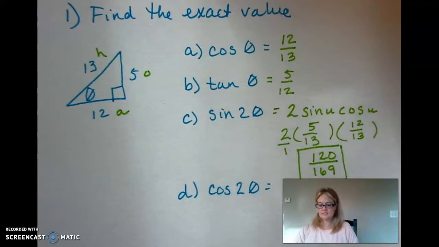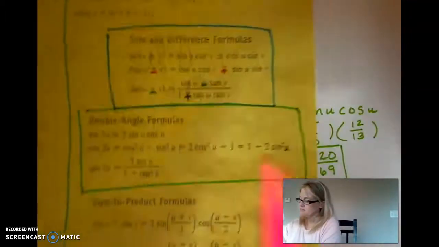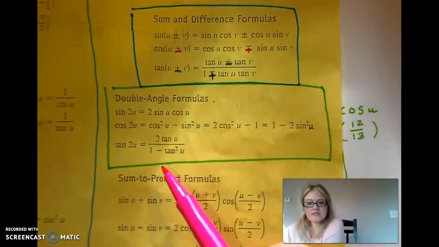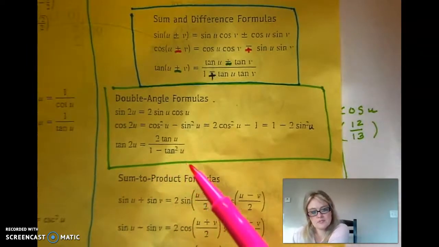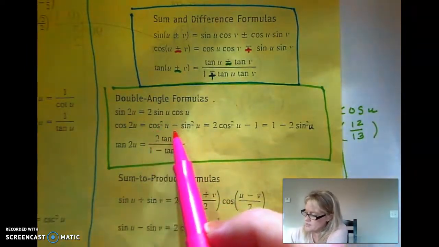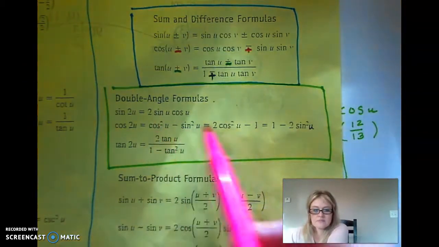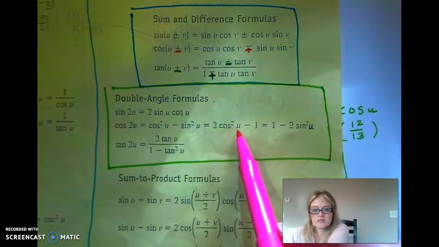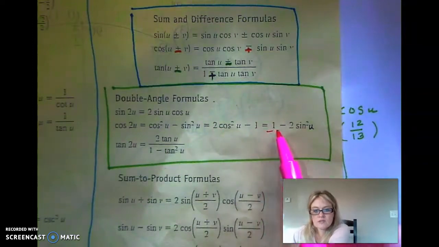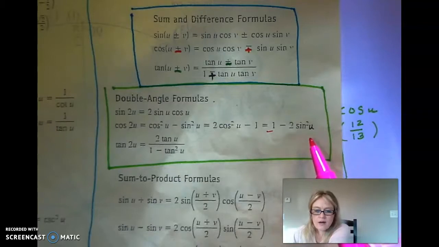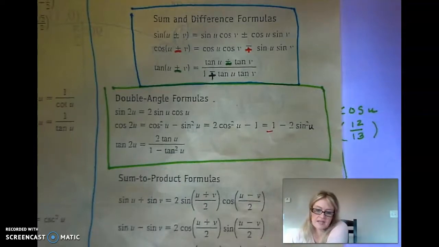All right, let's find the cosine double angle. So again, I'm going to refer back to my formula. But if you look, cosine has quite a few options. You can use cosine squared of u minus sine squared of u. You can use 2 times the cosine squared of u minus 1. And you can use 1 minus 2 sine squared of u. It's basically what you have available to you. Because I have a full triangle, I can find cosine and sine. It's not that big of a deal.